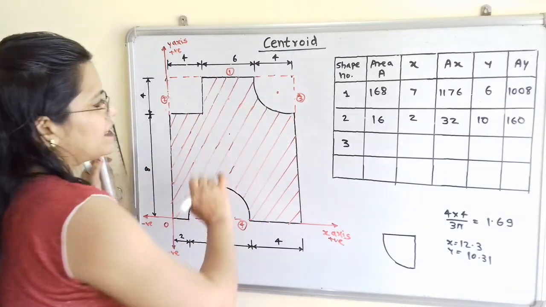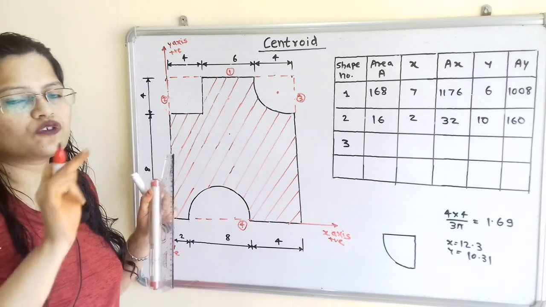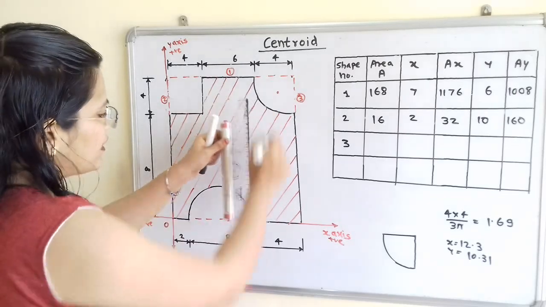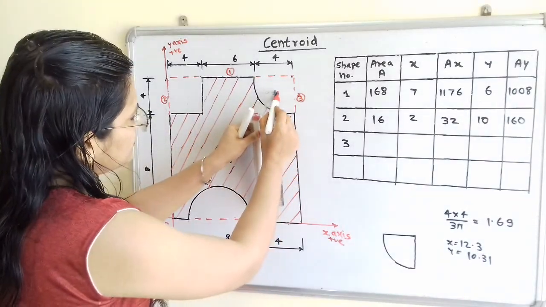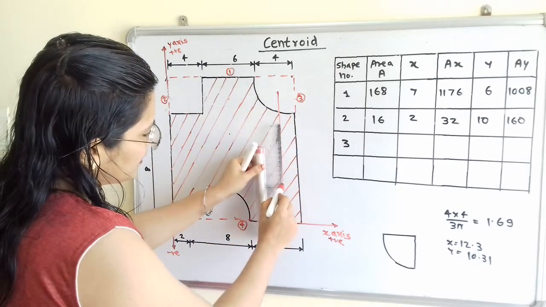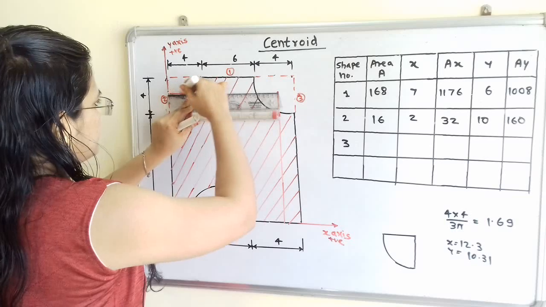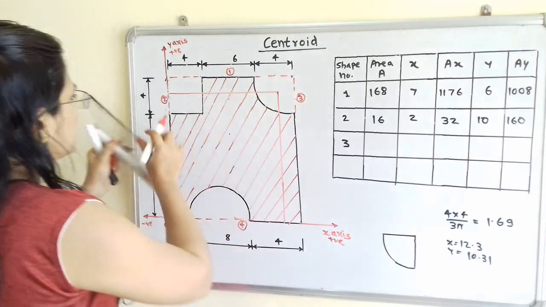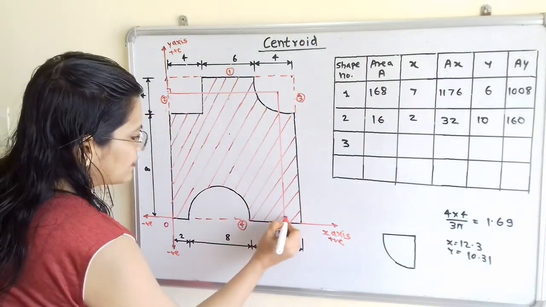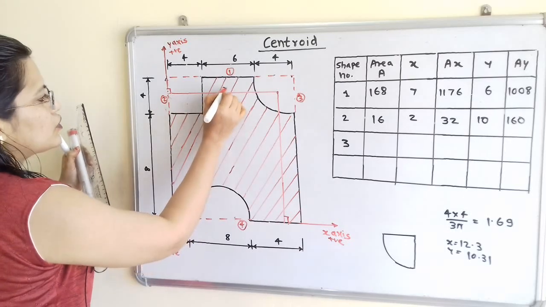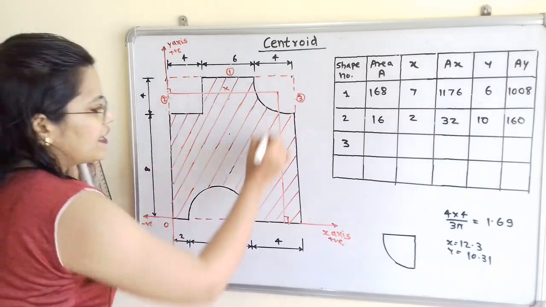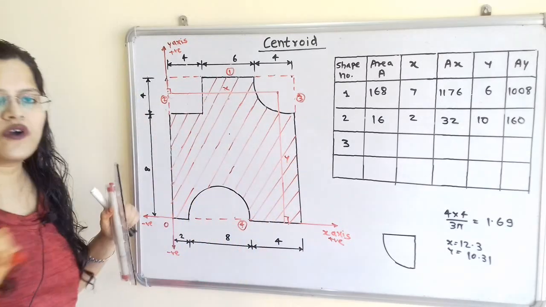So here is the center, and second step, to drop two perpendicular lines. One is on x axis, so we will drop here a perpendicular line, and second is on y axis. So these are the two perpendicular lines. So we have to find out this horizontal line value of x and this vertical line value of y.